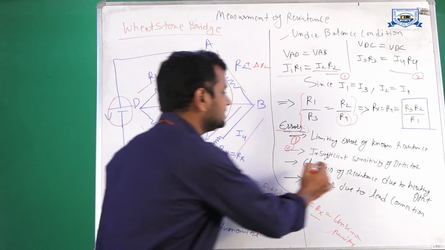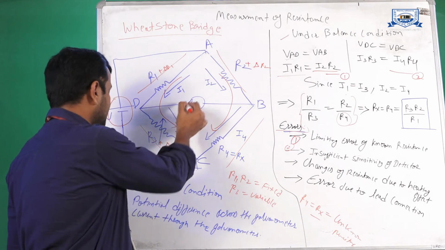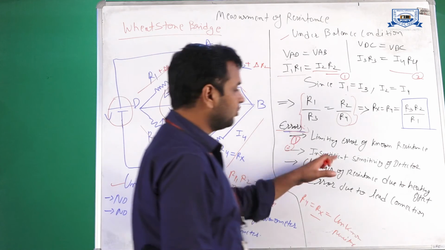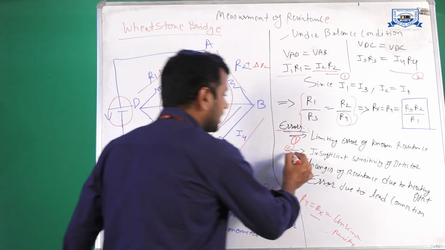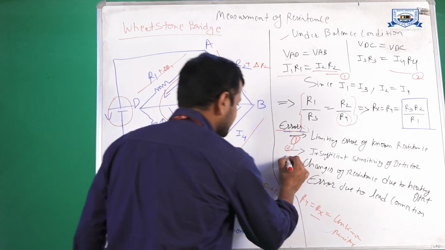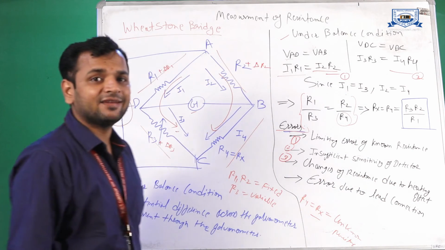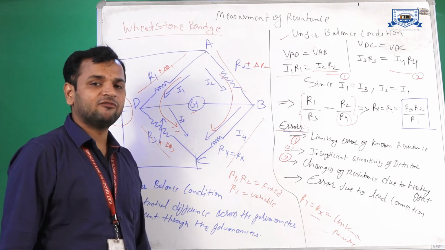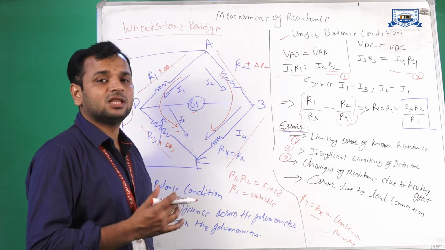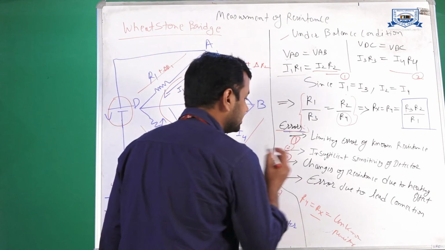The second is insufficient sensitivity of the detector. As we are using the condition that the current through the galvanometer should be 0, if the galvanometer is insensitive, that may cause an error. The third one is changes of resistance due to the heating effect. If we consider the environmental conditions or the temperature effect, the value of the resistance may change due to heating. That may cause an error. That is the third type of error.